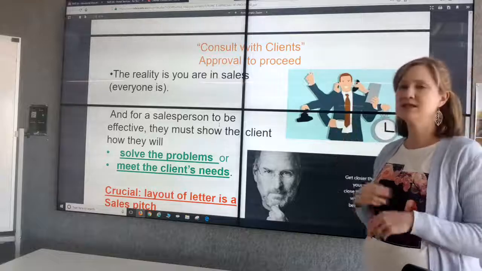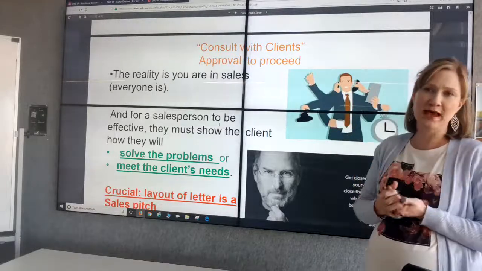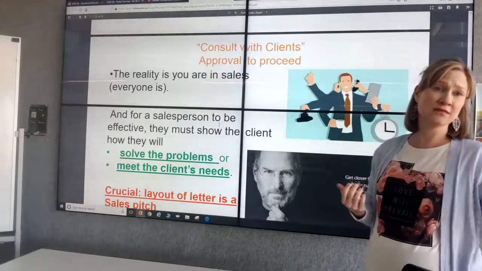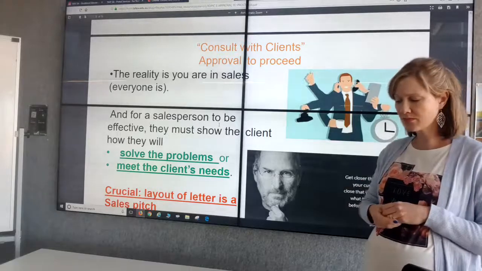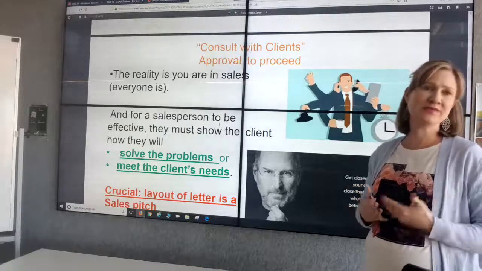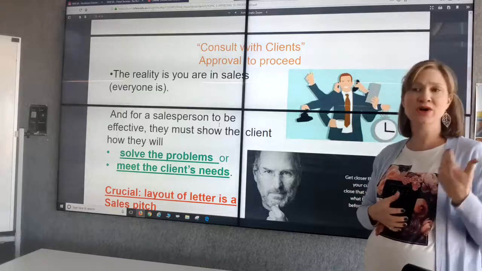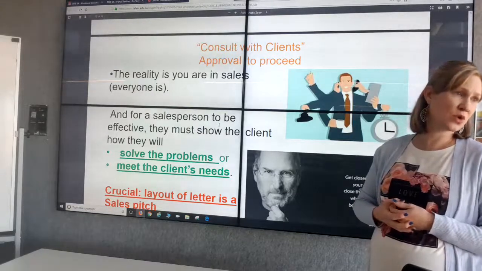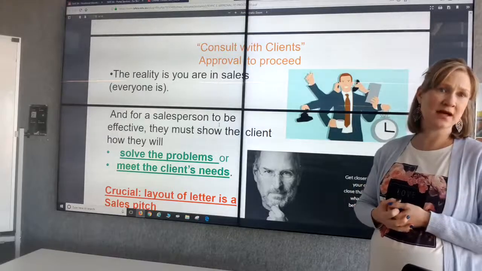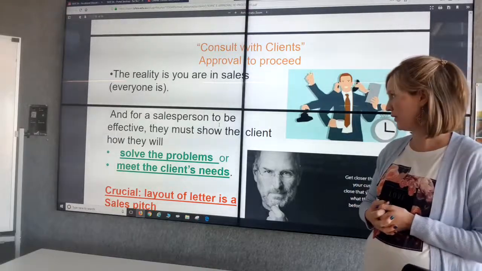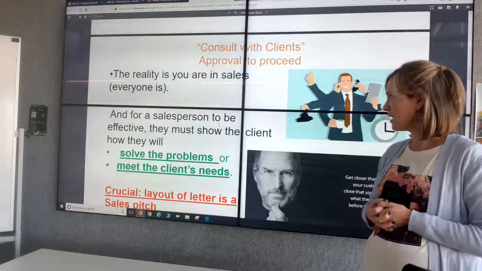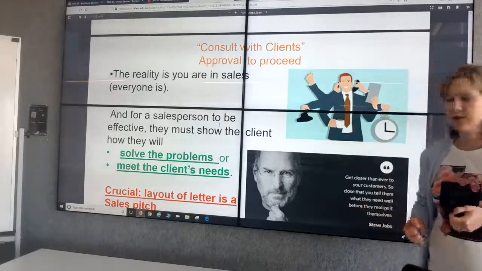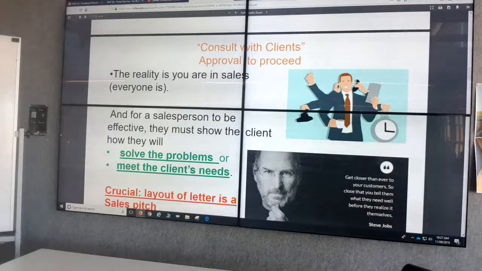And if that's a weakness, try and improve on that. Or, as I said to you in the previous lectures, what you could do is even bring in a colleague or someone that has the confidence to talk quite freely about what you need to propose. Okay. All right, so the main thing is to solve the problems or meet the client's needs.